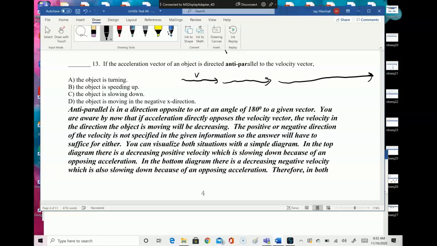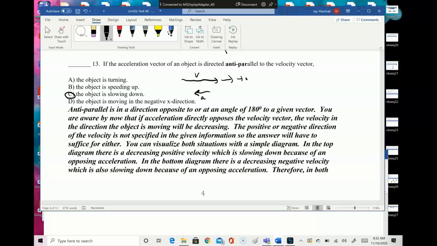But what if I had an acceleration in the anti-parallel direction? It's going to slow it down, isn't it? If I have an acceleration vector in the anti-parallel direction, it's going to slow it down. Okay, so the object is slowing down.